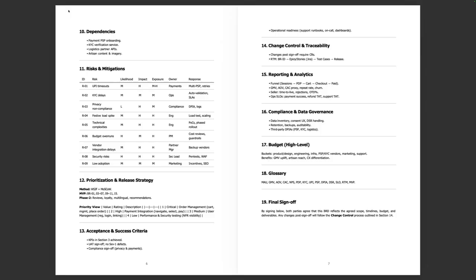Reporting and analytics. This defines how performance will be monitored after launch using business and operational metrics. The document also ensures regulatory compliance and provides a high-level view of budget allocation and expected business benefits. That's in the compliance and budget section. And the final sign-off. Finally, the sign-off confirms that both the client and service provider agree on scope, timelines, budget, and deliverables. Any future changes will follow a structured change control process.